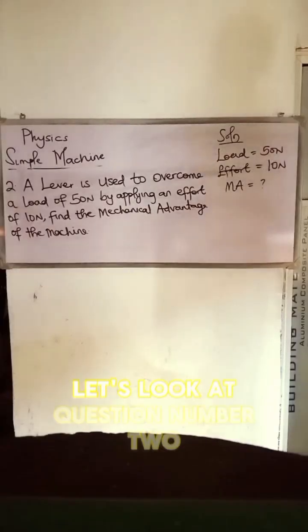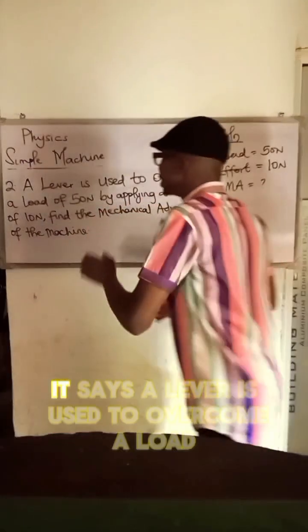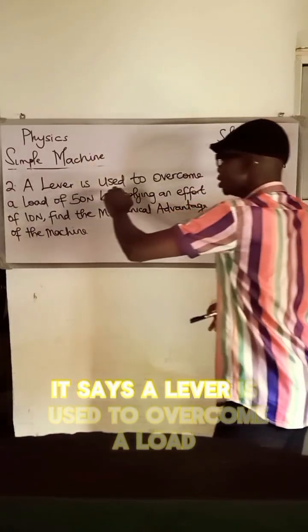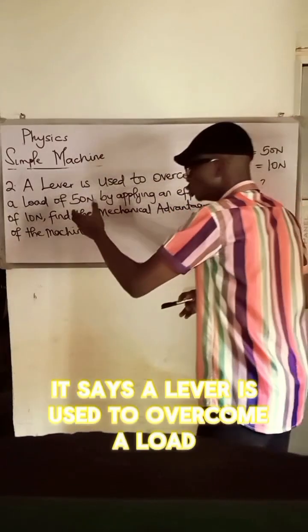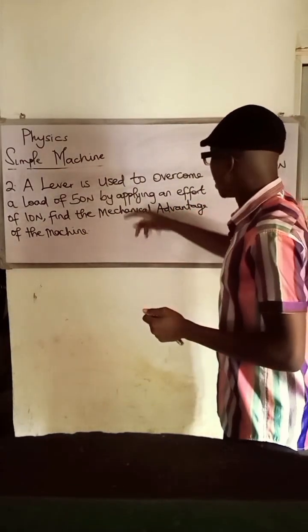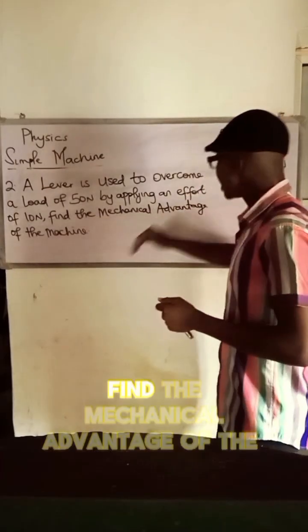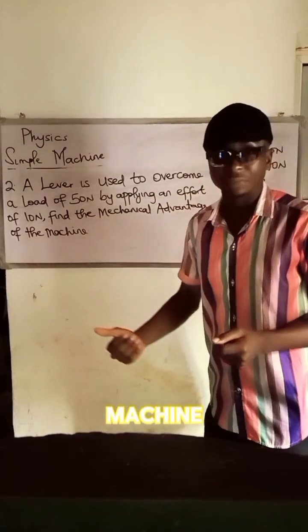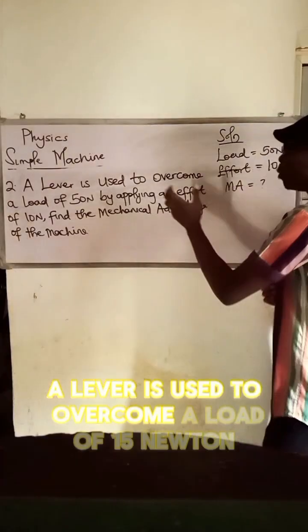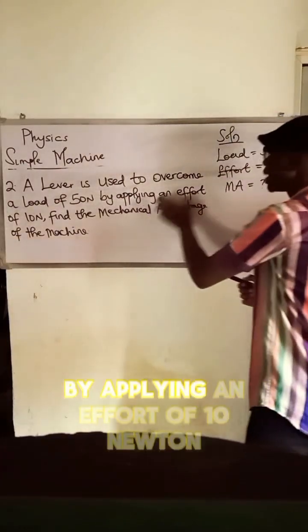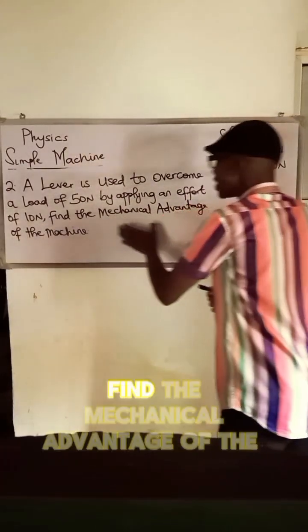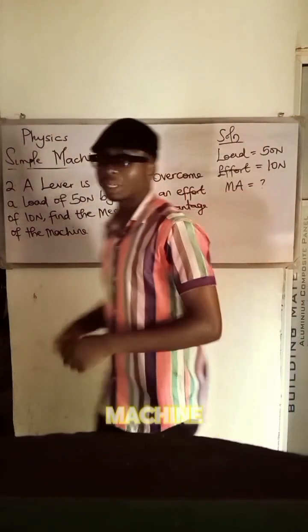Thank you very much. Let's look at question number 2. It says a lever is used to overcome a load of 50 Newton by applying an effort of 10 Newton. Find the mechanical advantage of the machine.